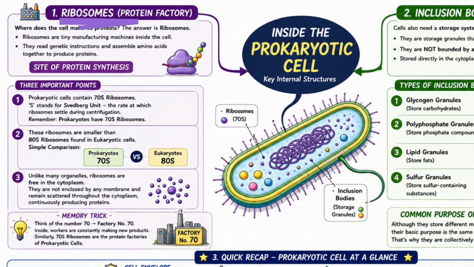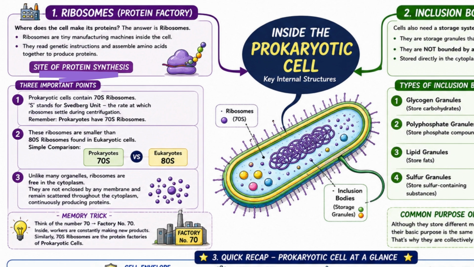The answer is Ribosomes. Think of ribosomes as tiny manufacturing machines working continuously inside the cell. They read the genetic instructions and assemble amino acids together to produce proteins. That's why ribosomes are known as the site of protein synthesis.